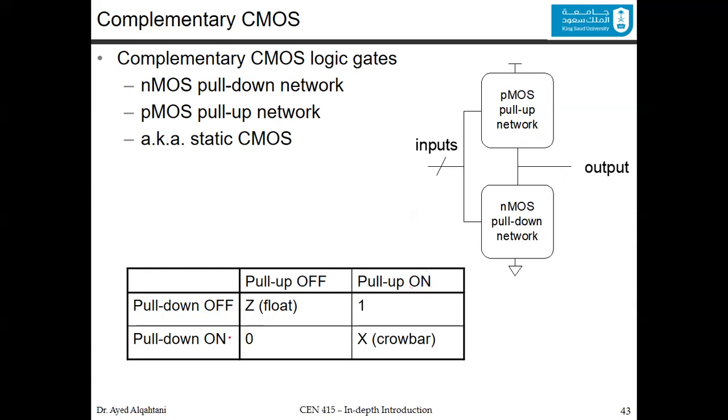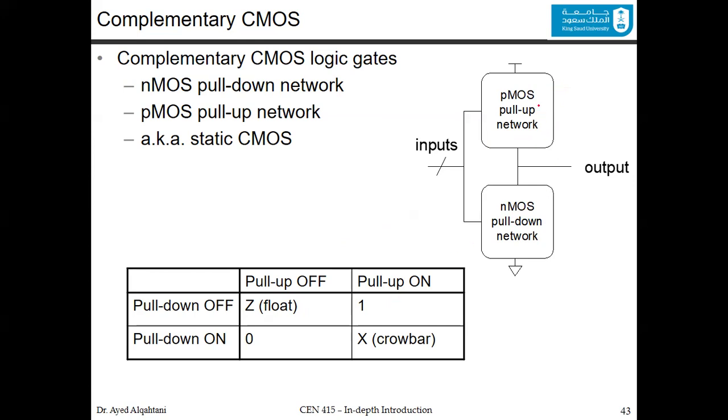If the pull down is on and the pull up is off, the output is connected to the ground, and we have a logic 0. Now, what if both of them are off? So we have off and off. This could happen rarely. If that's the case, then the output is in the floating state or high impedance, or we call it Z.